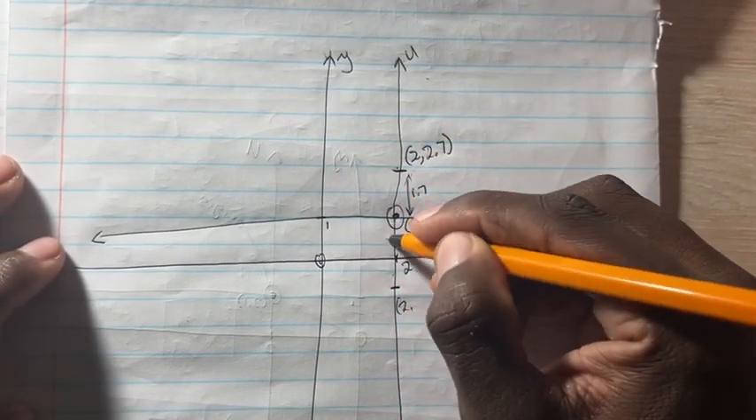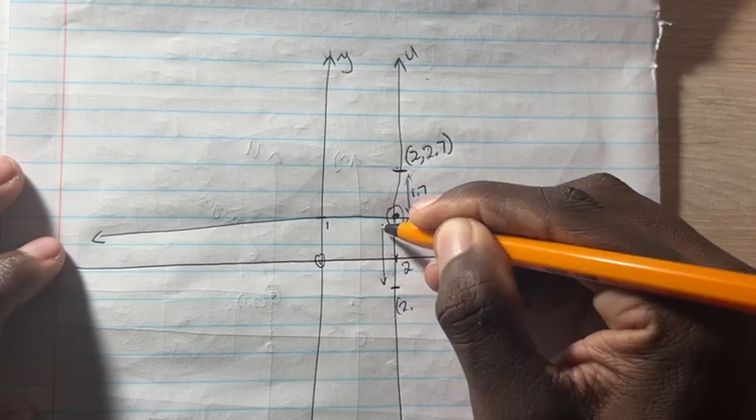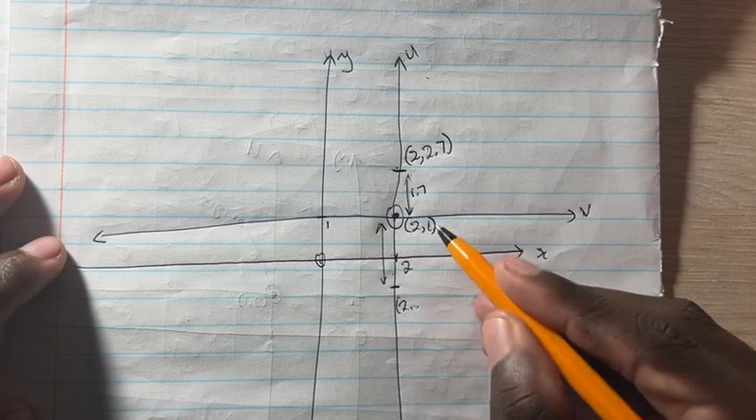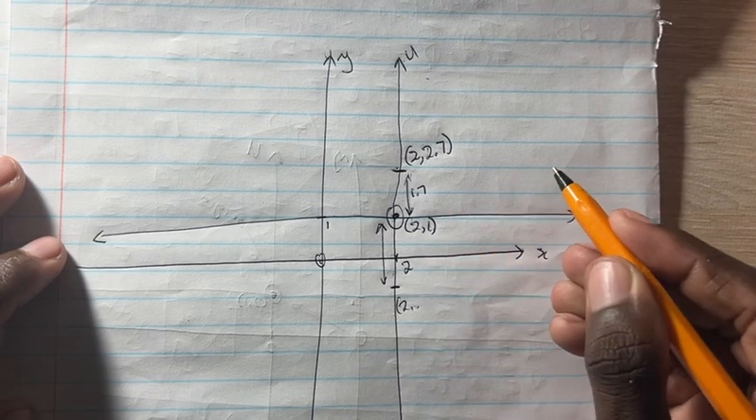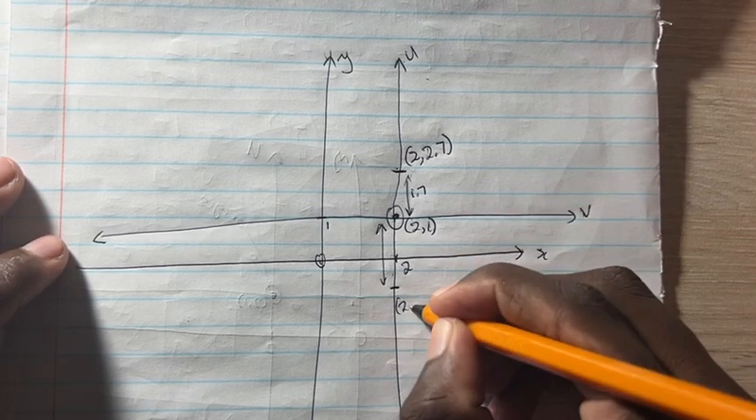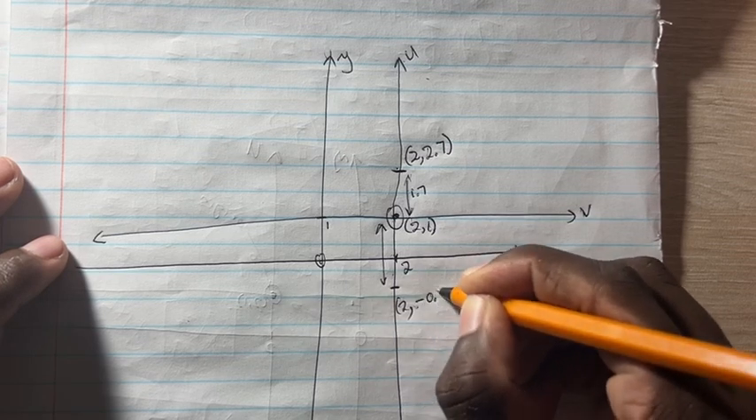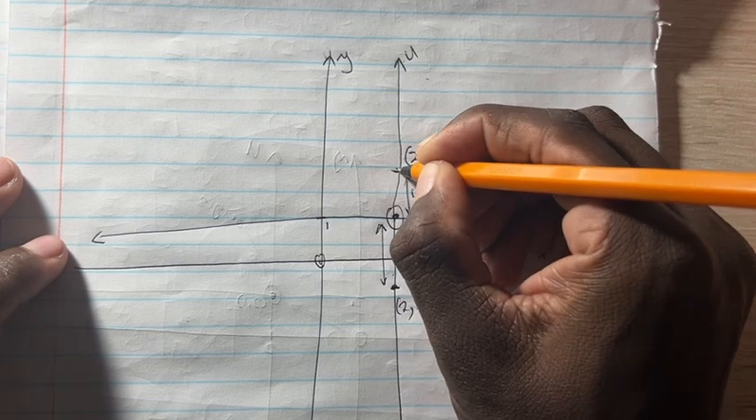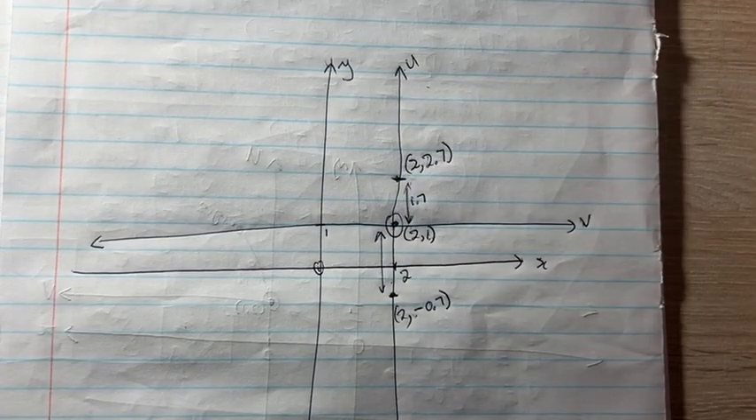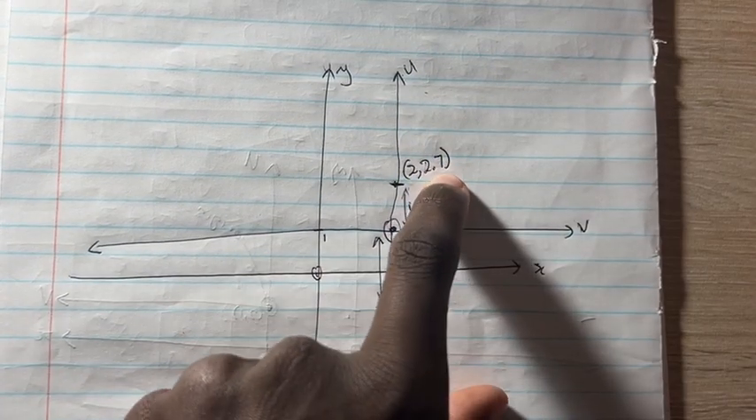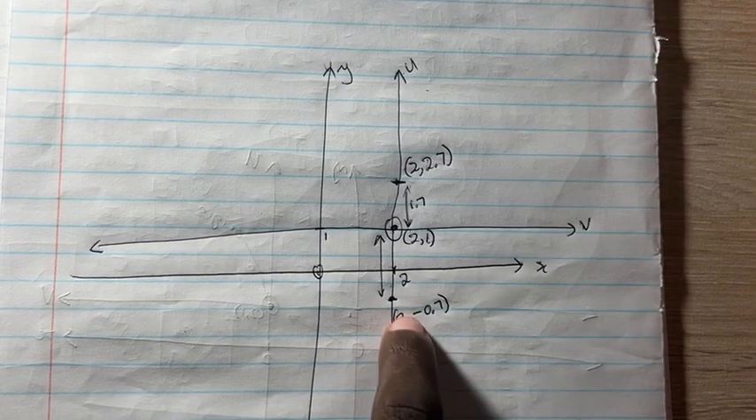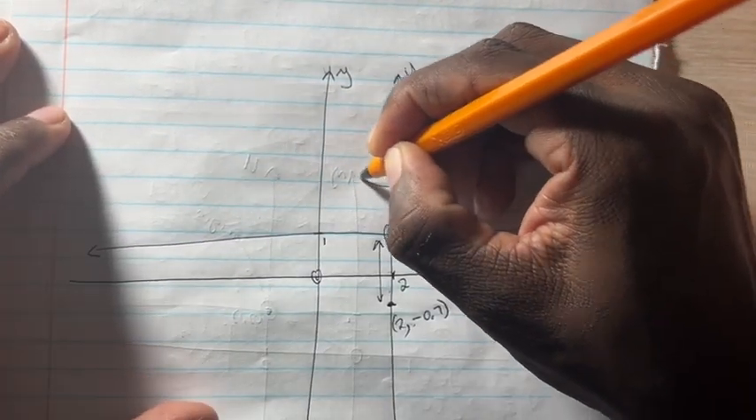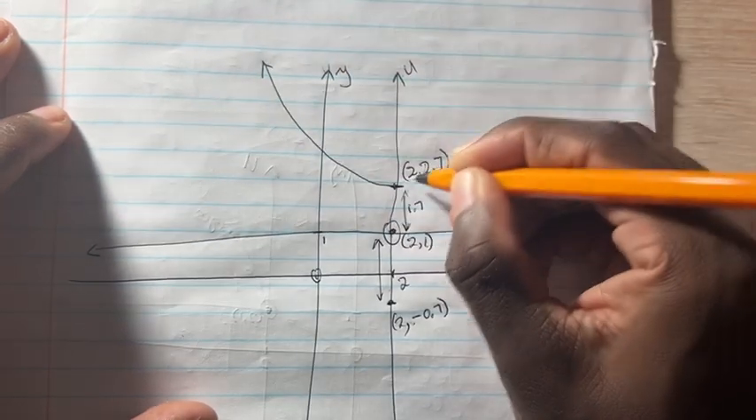Then this distance is also 1,7. So to find this coordinate, it must be 1 minus 1,7, which gives me negative 0,7. That's this point right there. Okay. That's the intersection of the function with the u-axis. Intercepts here and intercepts there. Let me draw the function now. The function has to be like this.